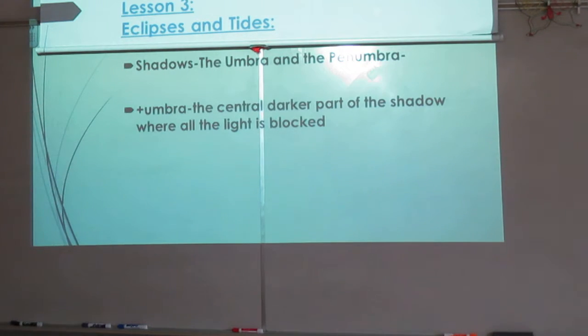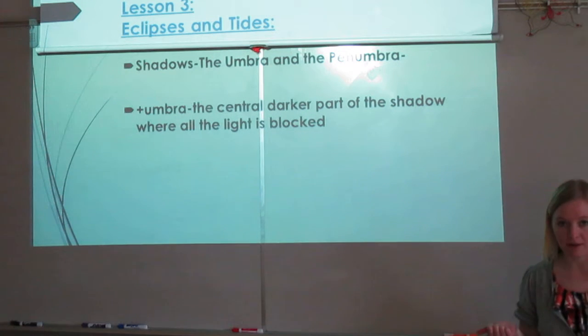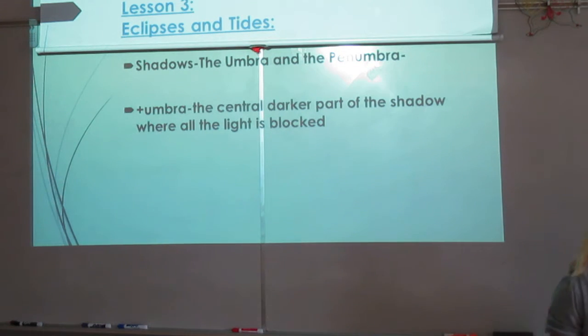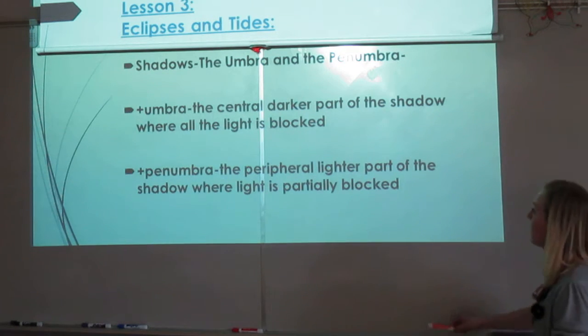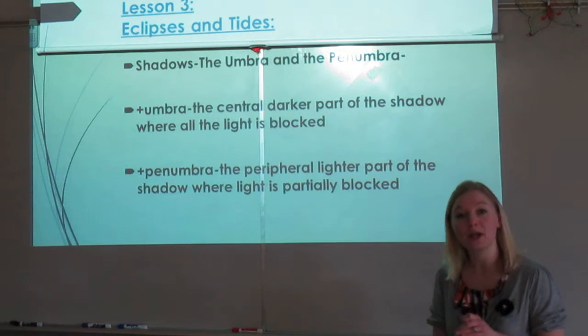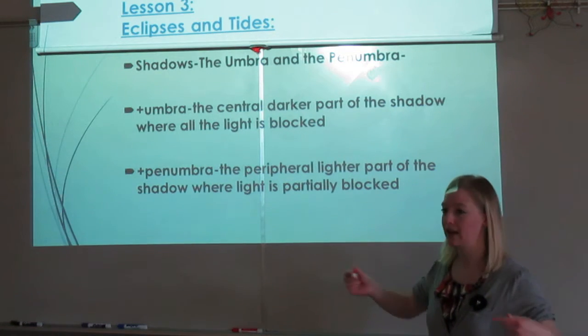You should be taking notes while I am talking, so go ahead and get out your notebook. I'm going to draw a picture so I can show you what the penumbra and the umbra look like, and you can be following along and taking these notes while I do it. The umbra is the part of the shadow where the light is completely blocked, and the penumbra is a shadow where it's partially blocked.